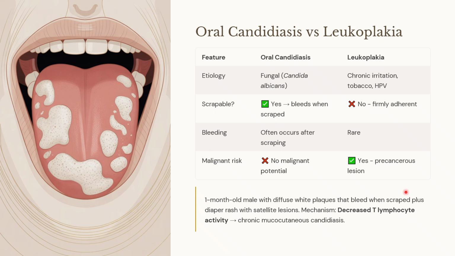Linking to immunity, Candida is an opportunistic fungus. So defense against Candida relies primarily on T lymphocytes, especially the T helper 17 cells, which secrete interleukin 17 and interleukin 22 to recruit neutrophils to the mucosa. Neutrophils also contribute. So in short, the candidiasis is due to decreased T lymphocytes, and the condition is chronic mucocutaneous candidiasis.